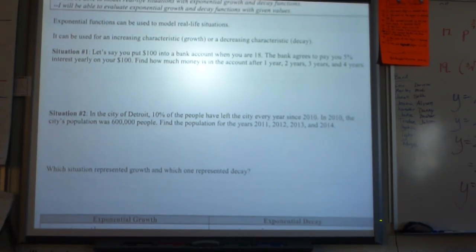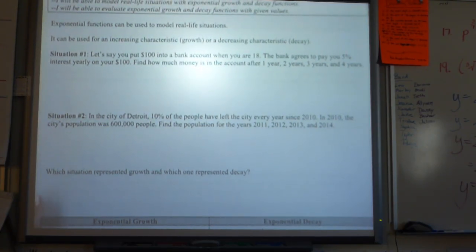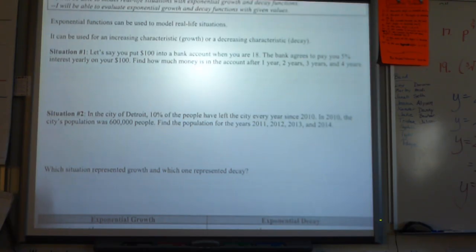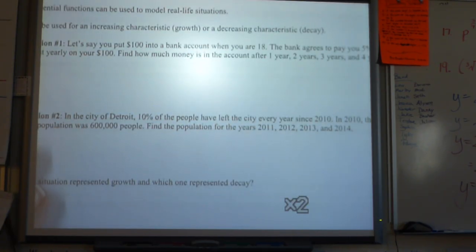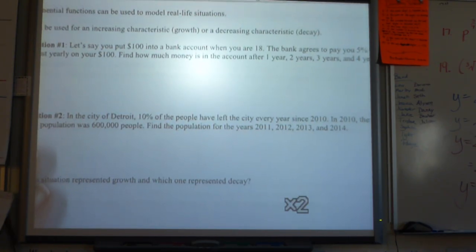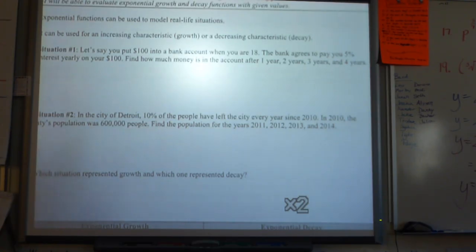They can be used for representing increasing characteristics, that's an exponential growth model, or decreasing characteristics, that would be an exponential decay model. So let's look at two different situations. If you were to put $100 into a bank account when you were 18, and the bank agrees to give you 5% interest yearly on your $100, find out how much money is in the account after 1 year, 2 years, 3 years, and 4 years.